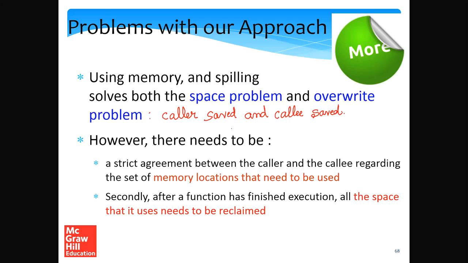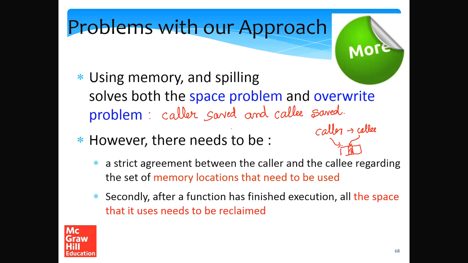However, to have both of these schemes running, there has to be a strict agreement between the caller and the callee regarding the set of memory locations that are being used. The reason for this is that let's assume the caller saves its registers in a certain region in memory, right? So let's say it is this region. Then the caller calls the callee, and the callee also starts saving its registers in this region.